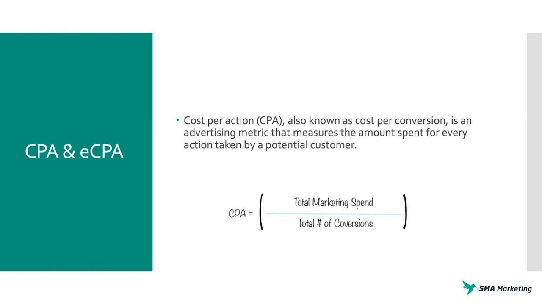Next, we're going to look at CPA, which is cost per action, or what's called eCPA, which is effective cost per action. Cost per action is also known as cost per conversion. And this is the metric that measures the amount spent for every action taken by a potential customer. So you're going to take the total marketing spend and divide that by the total number of conversions. This is extremely helpful because it allows you to know how much you're paying for each one of those leads. So for instance, let's say you have $100 to spend in your marketing budget and you've gotten 10 conversions. Each one of those conversions has cost you $10.